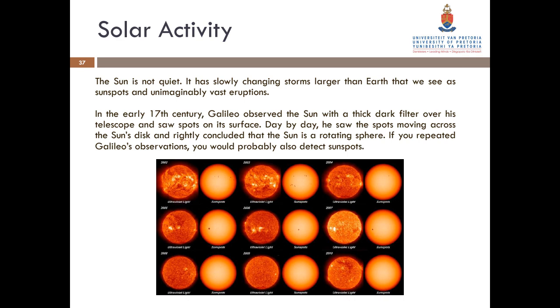So I'm going to end off this lecture with this slide. The sun is not quiet. It has slowly changing storms larger than Earth that we see as sunspots and ultimately vast eruptions. In the early 17th century, Galileo observed the sun with a thick dark filter over his telescope and saw spots on its surface. Day by day, he saw the spots moving across the sun's disk, and rightly concluded that the sun is a rotating sphere. And if you repeated Galileo's observations, you would probably also detect sunspots.